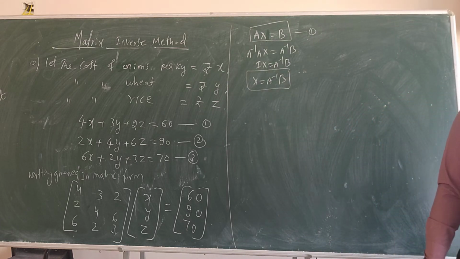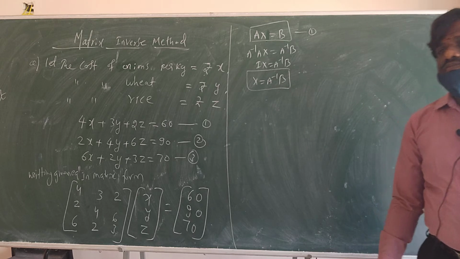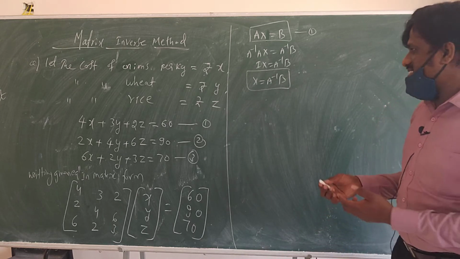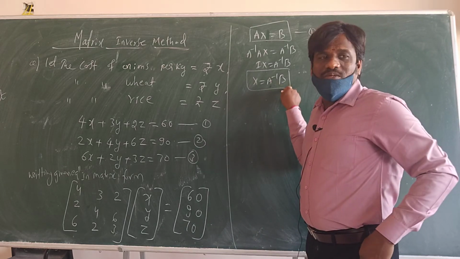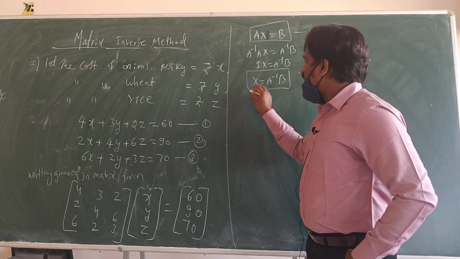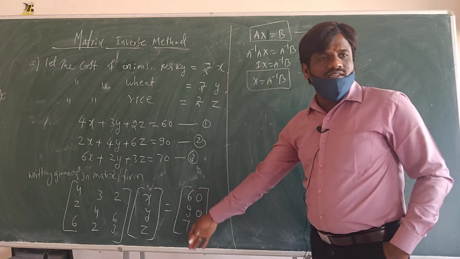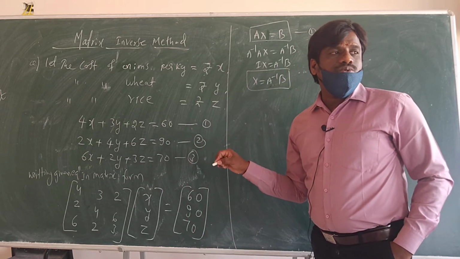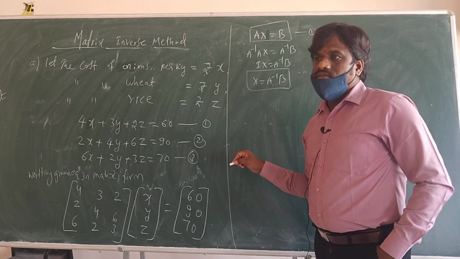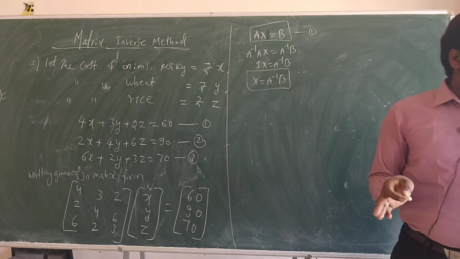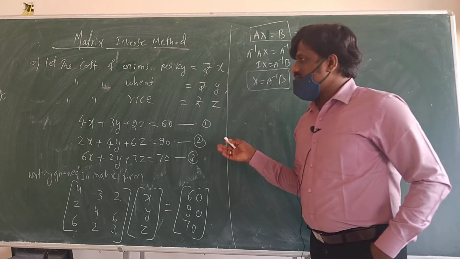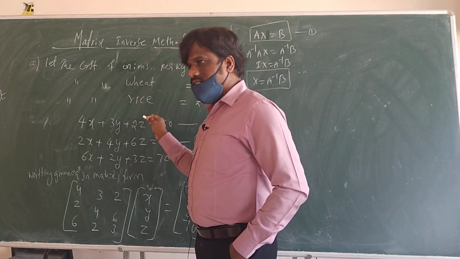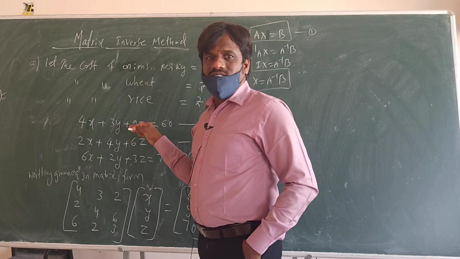So what do you have to find now? We have to find A inverse, and then A inverse into B, because we have to find X. First we will do A inverse. For A inverse, first we have to find the determinant of A. First we have to check whether the solution exists or not.